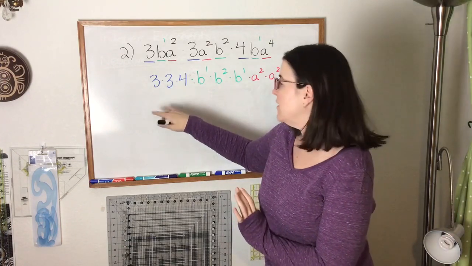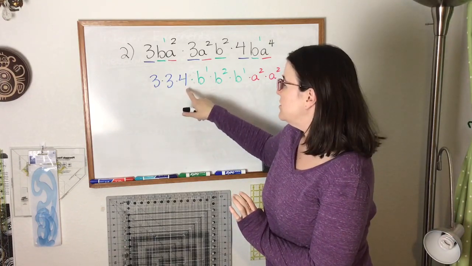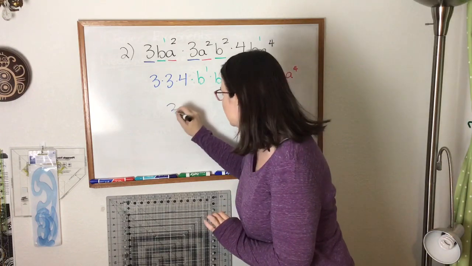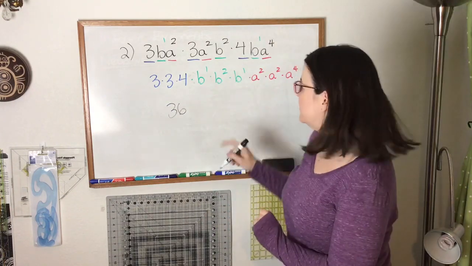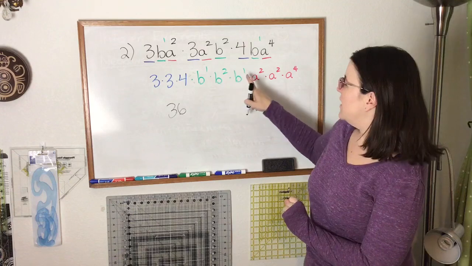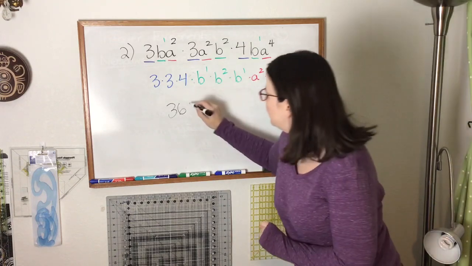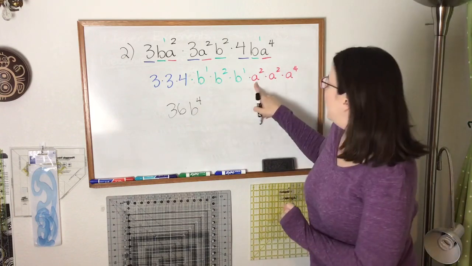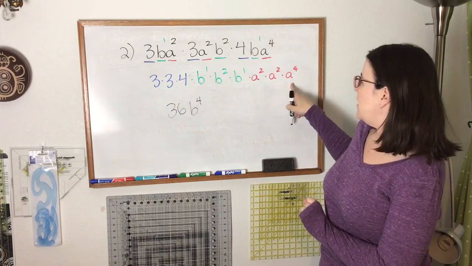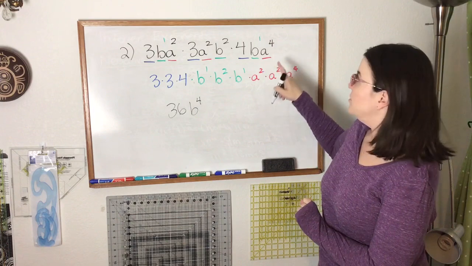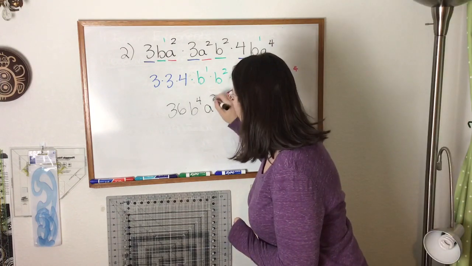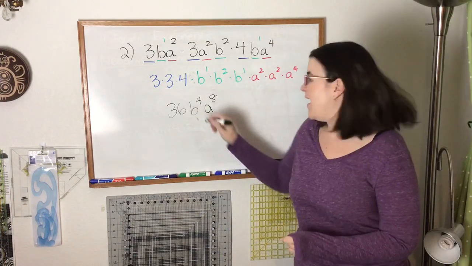I'm tired, so if I get this wrong, please forgive me. 3 times 3 is 9, times 4 should be 36, according to my calculations. B to the first times b to the second times b to the first will be b to the 1 plus 2 plus 1, which is 4. A to the second, and a to the fourth should be a to the 2 plus 2 plus 4, which is a to the 8. Now, you can leave it like that.